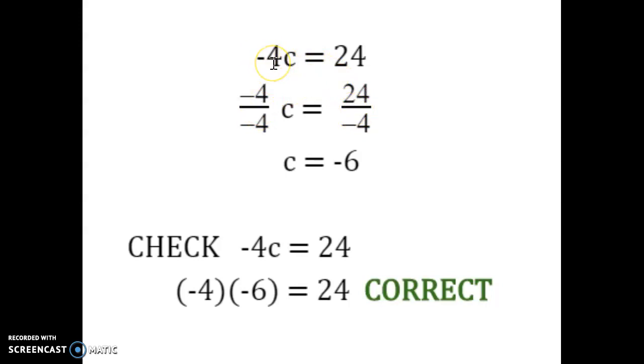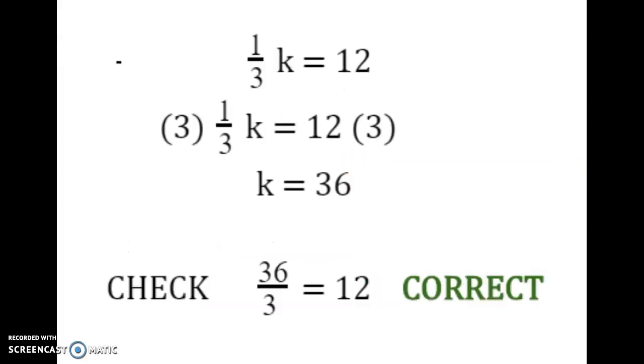So we did the opposite. We divided by negative 4. Once we divided that out, because that went away, because it is equal to 1, we put it on this side and we discovered that 24 divided by negative 4 is negative 6. We put it into our equation and we discovered we were correct.